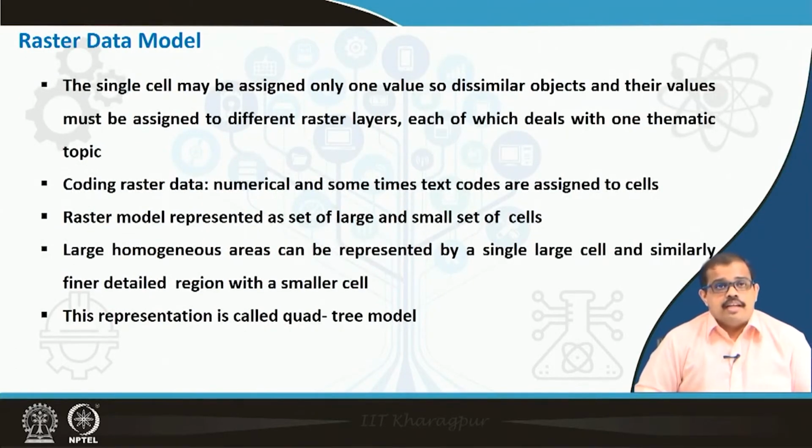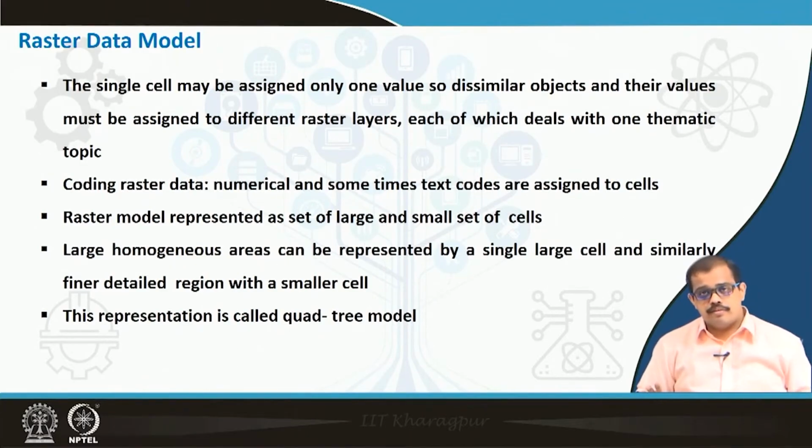Okay. Raster data model: a single cell may be assigned only one value. So dissimilar objects and their values must be assigned to different raster layers, each of which always deals with one thematic topic. Coding raster data is based on numerical and sometimes text codes are also assigned. Fine.